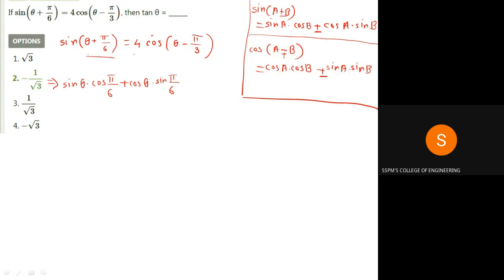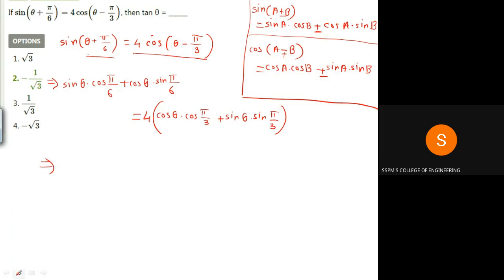Now for the right hand side, we will write here 4 into what? 4 into cos of theta into cos pi by 3 plus sine of theta sin pi by 3. According to these two formulas, we have explained left hand side and right hand side. We have done that. Now next step, how to find?